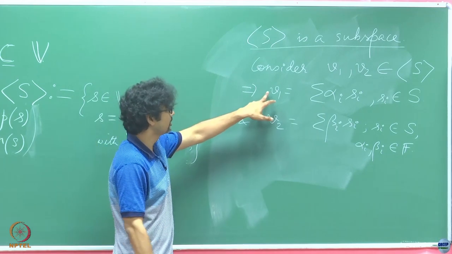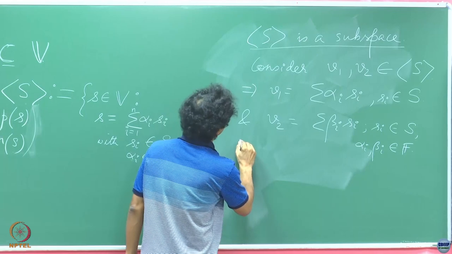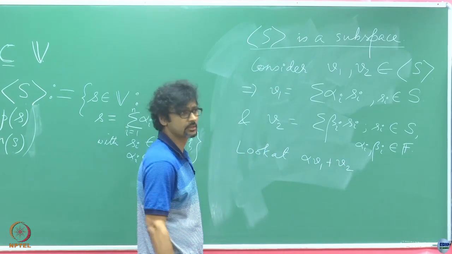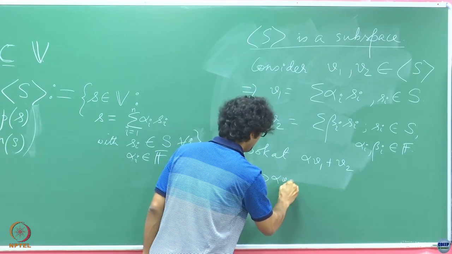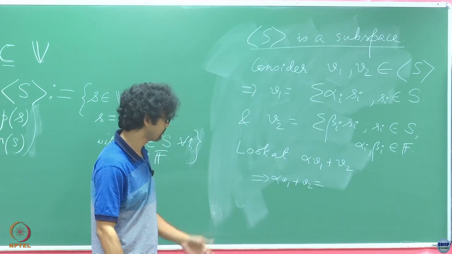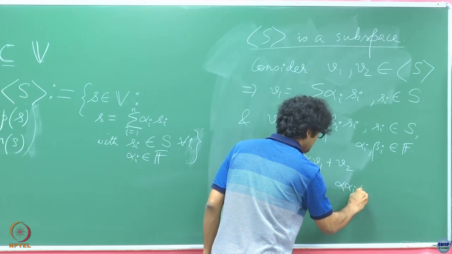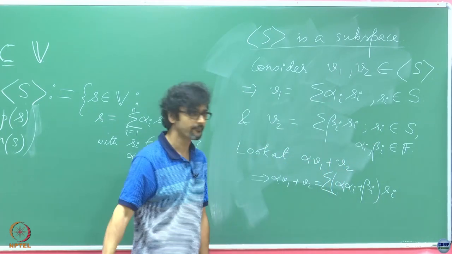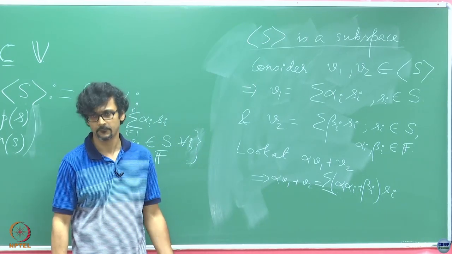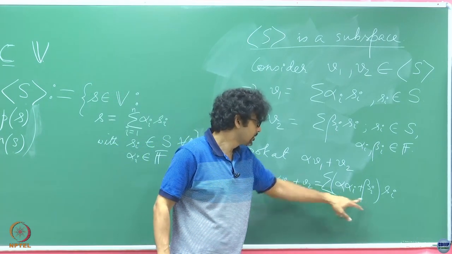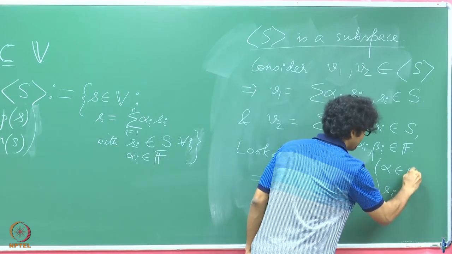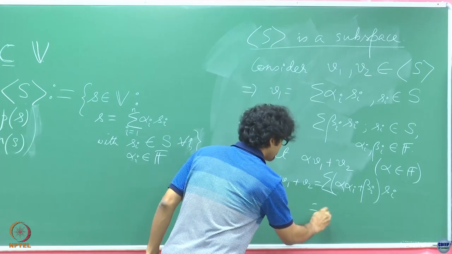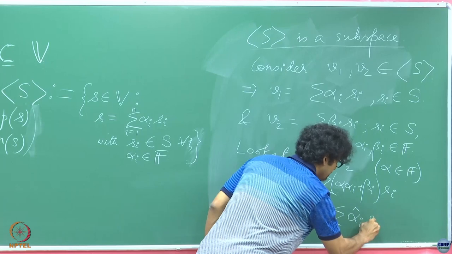What do we need to check? We need to check what happens to alpha V1 plus V2, okay? Look at alpha V1 plus V2. What can we say about it? We have alpha V1 plus V2 given by what exactly? Alpha alpha i plus beta i times Si, the sum thereof. Isn't it? What do we know about this number? Of course, alpha is part of the field. So because of the closure under the field addition and multiplication, this is also part of the field. So let's call this summation alpha hat i Si.